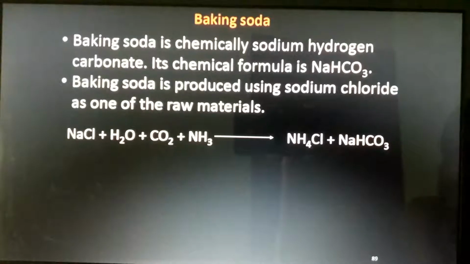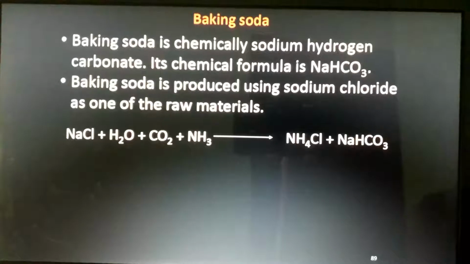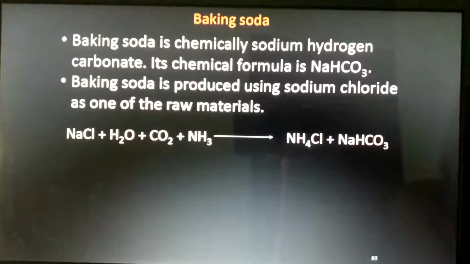So baking soda is chemically sodium hydrogen carbonate, NaHCO3. That is the formula of sodium hydrogen carbonate, not sodium carbonate. Sodium carbonate is another salt, we will study about that later. Baking soda is sodium hydrogen carbonate.